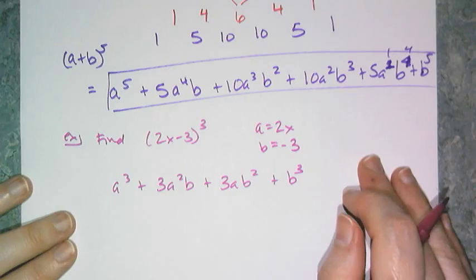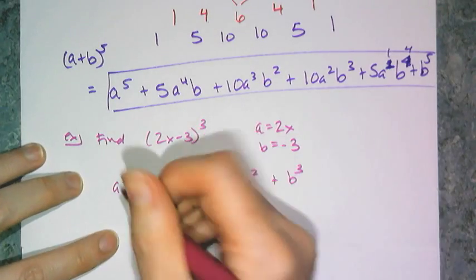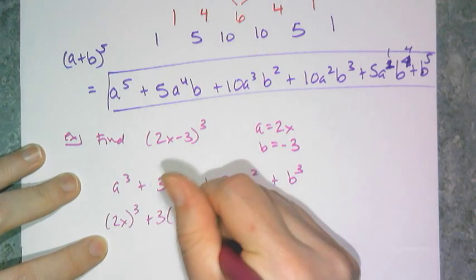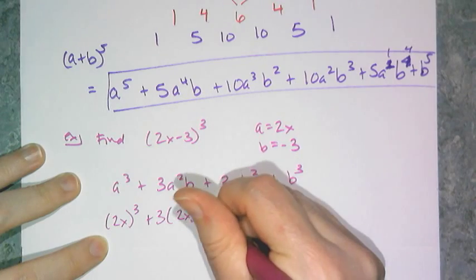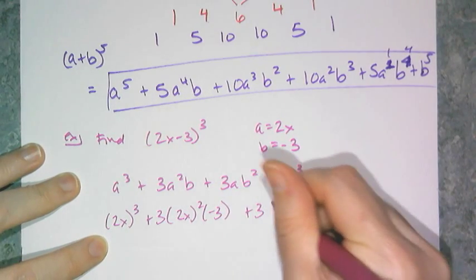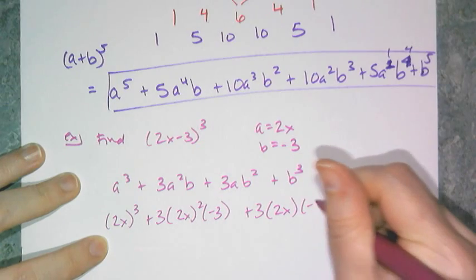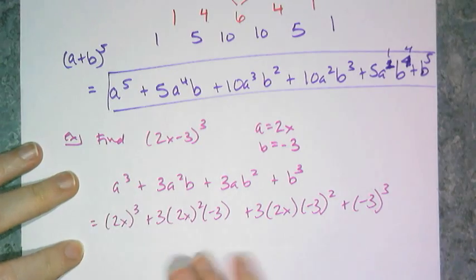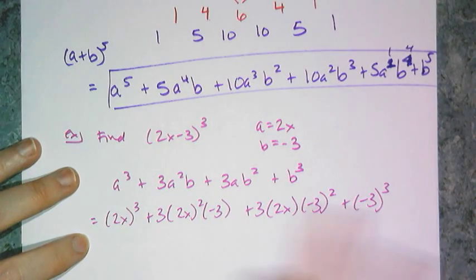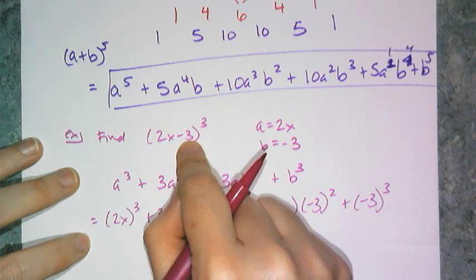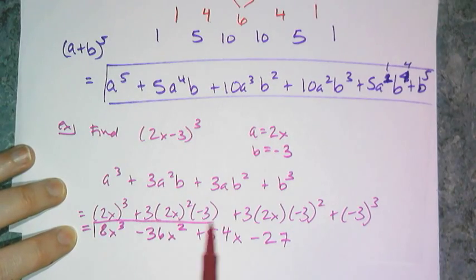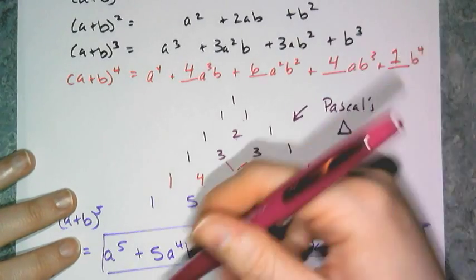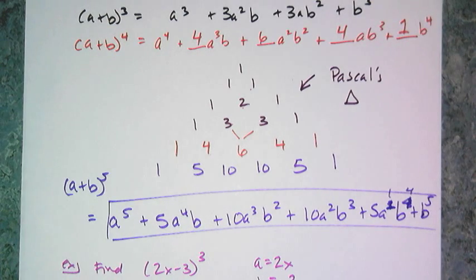And then what I'm going to do is substitute in the a's and the b's. So a is 2x, so I have (2x) cubed plus 3 times (2x) squared times negative 3 plus 3 times 2x times (negative 3) squared, and then plus (negative 3) cubed. And if I multiply these all out, then I'm going to get (2x minus 3) cubed. And that is how you can use the patterns in the expansion to multiply out any old binomial.